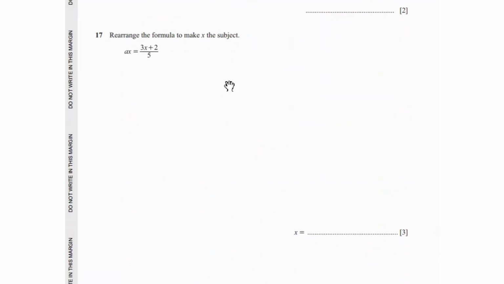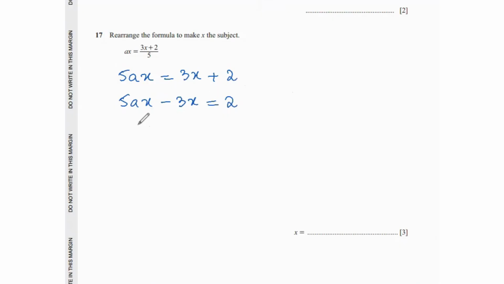Then rearrange the formula to make x the subject. So right now, a is the subject. To make x the subject, first we cross multiply. So we get 5ax equals 3x plus 2. Then we collect the terms with x on one side. So 5ax minus 3x equals 2. The reason we're collecting all of the terms with x on one side is because they want x to be the subject.